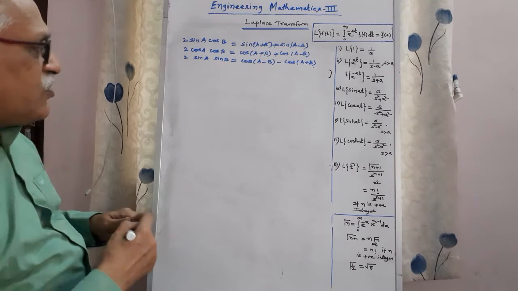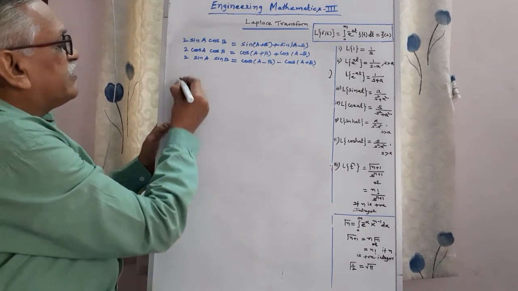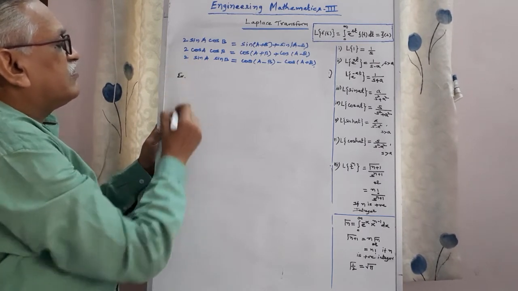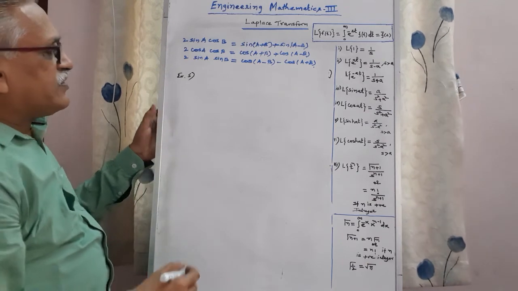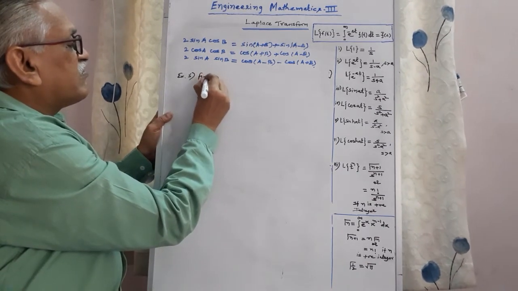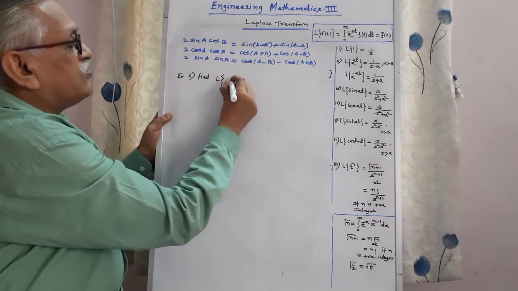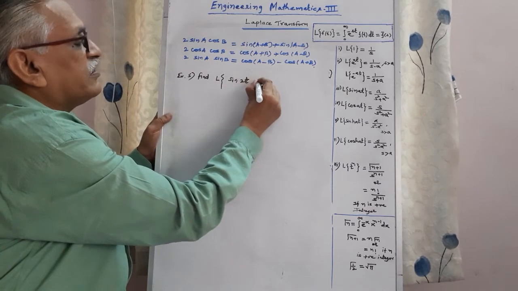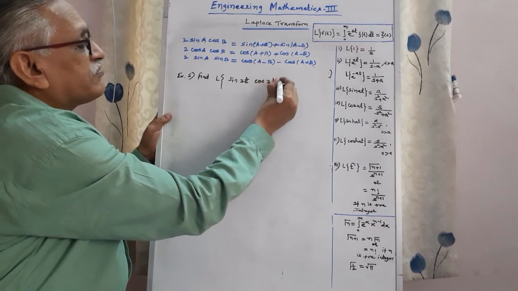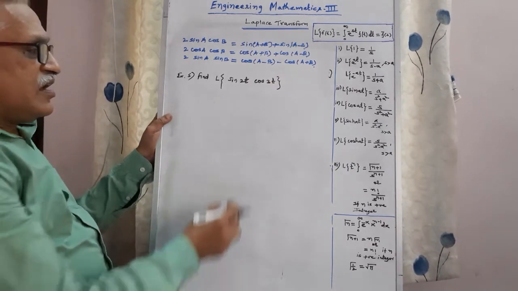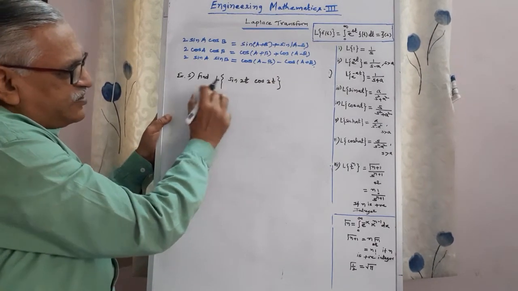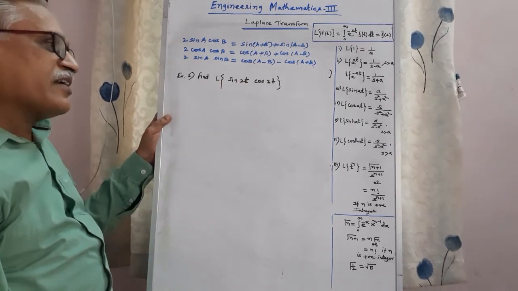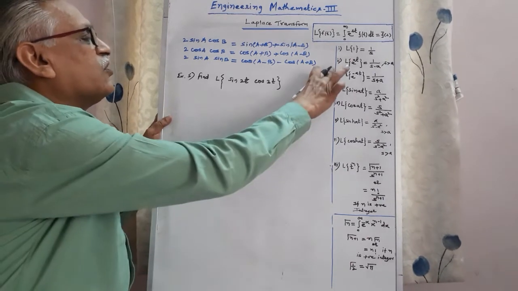Then based on this we take this example. This is example number 5. Find the Laplace transform of sin 2t into cos 3t. When we find the Laplace of it, it is not equal to Laplace of sin 2t into Laplace of cos 3t. That type of calculation is not allowed.